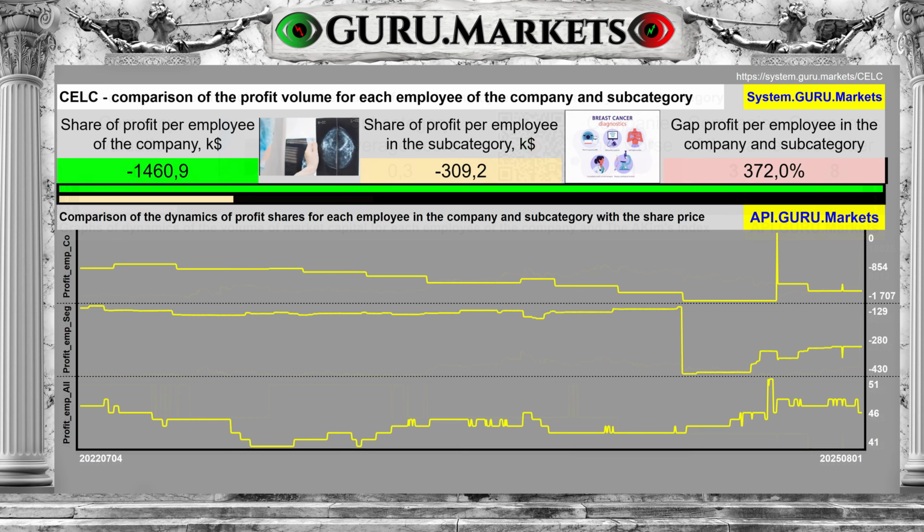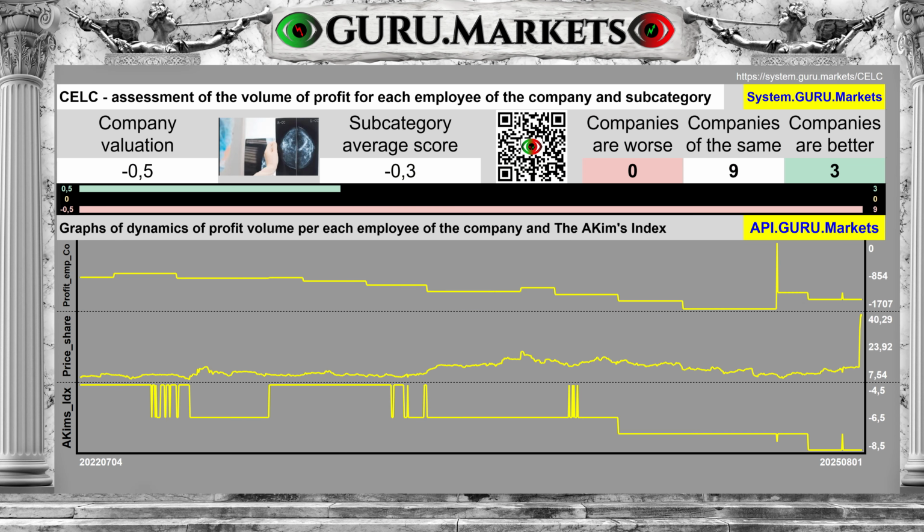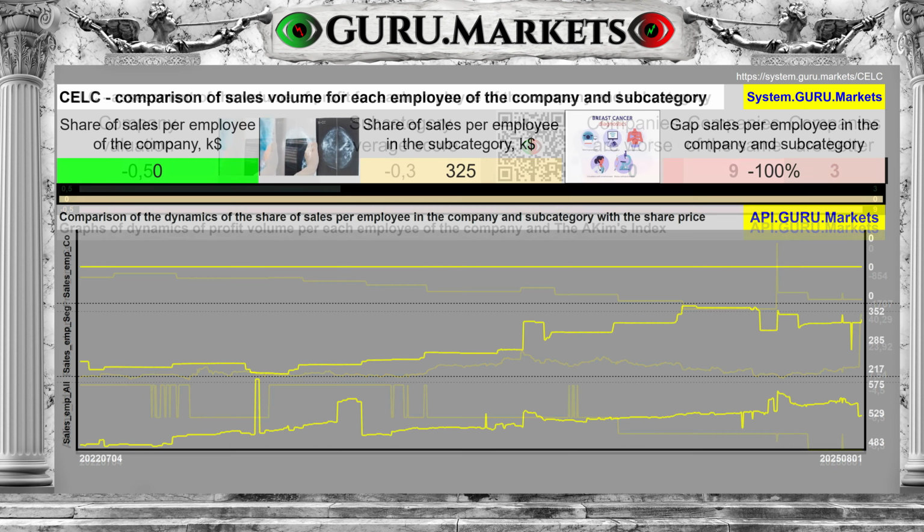The amount of profit per employee is minus $1,460.9 thousand. Average for the subcategory, negative $309.2 thousand. Evaluation of profit per employee of the company in comparison with the indicators of companies in the subcategory: tolerable, minus 0.5 points. The company's revenue per employee is $0,000.